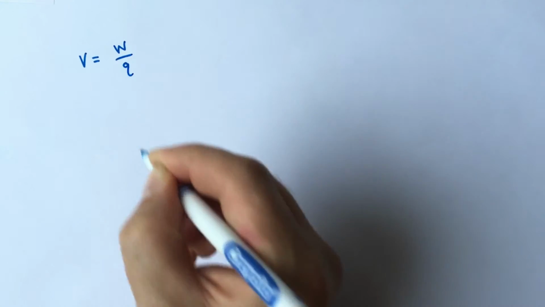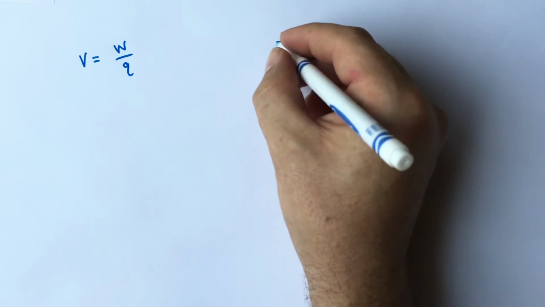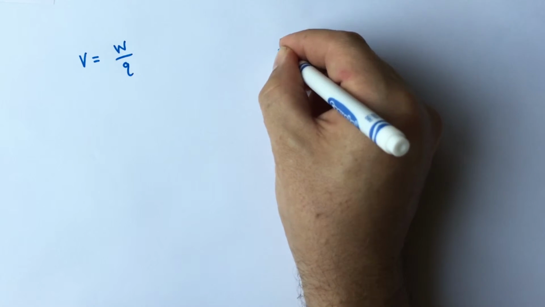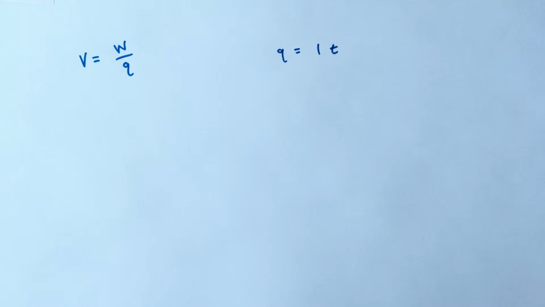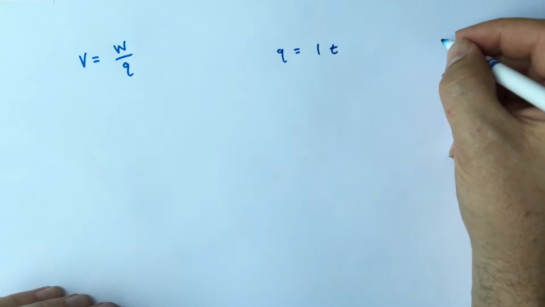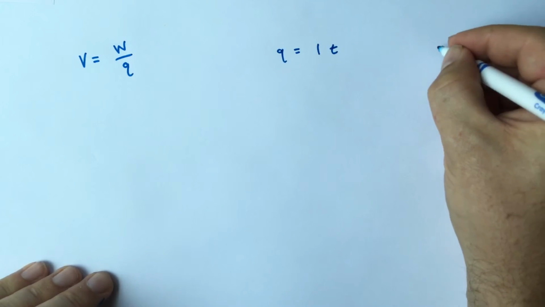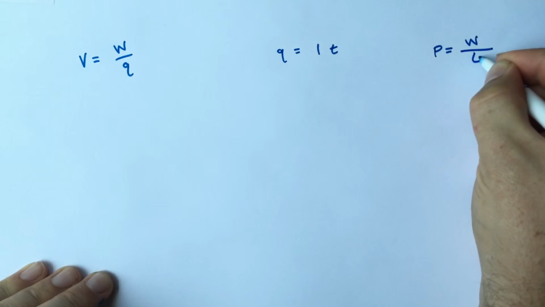I want to give you 2 equations that are in your data booklet, and we'll go from there. The first one says something along the lines of V is equal to W over Q, right? And we have another equation that says Q is equal to I times T. All right. And we know something else. We know that power is in watts. That's in joules per second. We know that power is equal to energy or work divided by time.